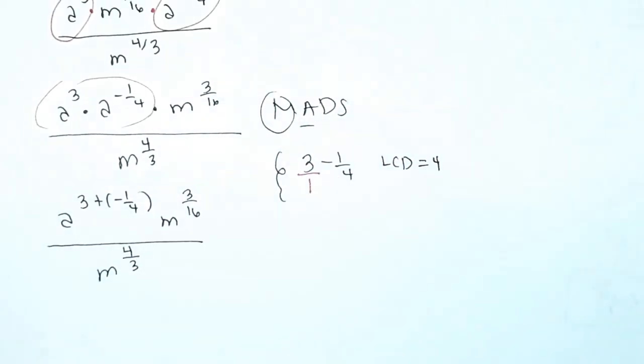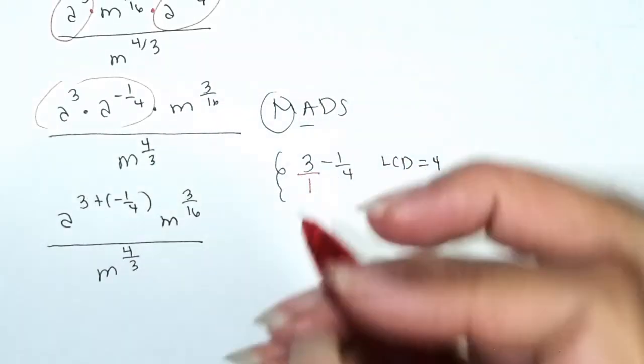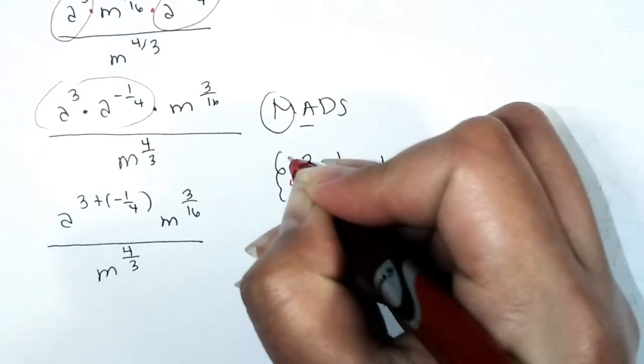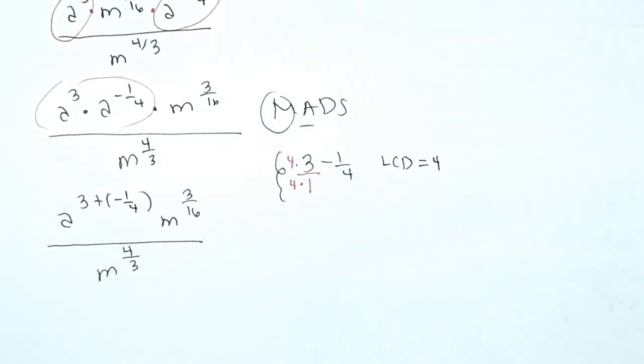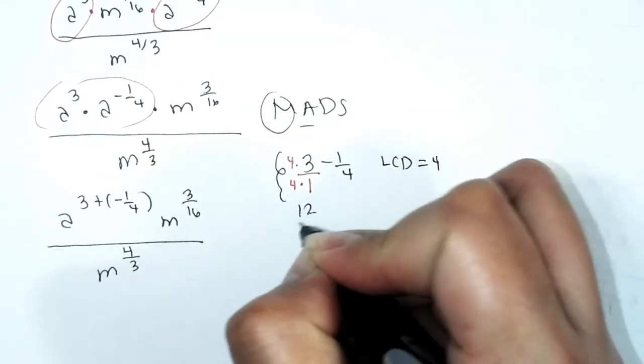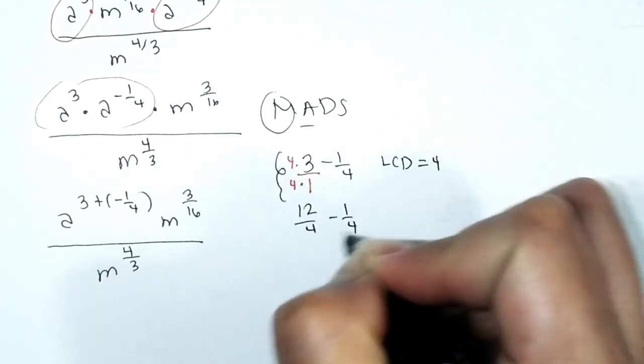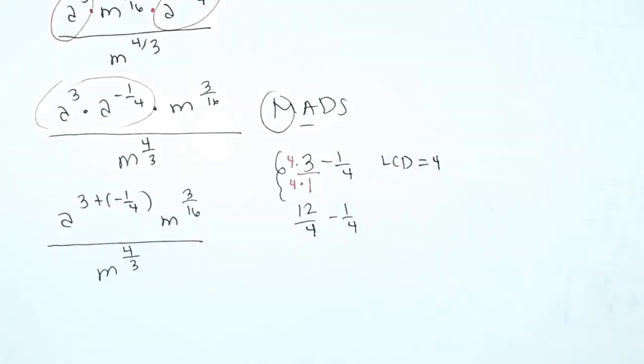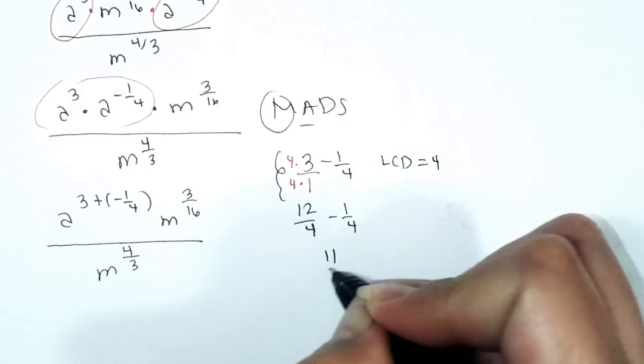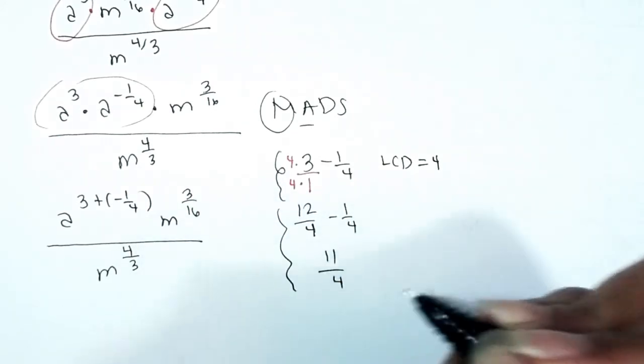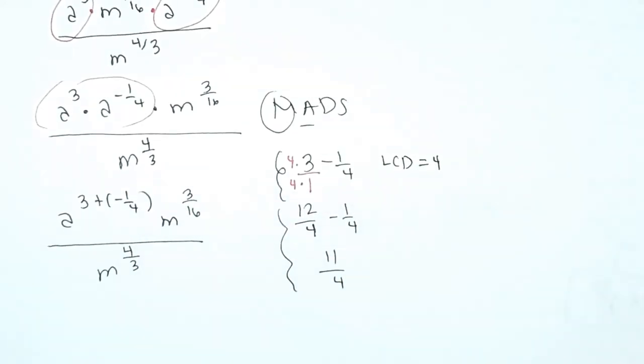To make it look like a winner, let's multiply it by 4. But you know the drill. You got to multiply top and bottom by 4. And then we'll tell the world, 3 is the same as 12 over 4. So that will give us 12/4 minus 1/4, and last time I checked, the difference of 12 and 1 is 11, and then we're going to write that difference over the common denominator, namely 4. Okay, so that's for the exponent on a.